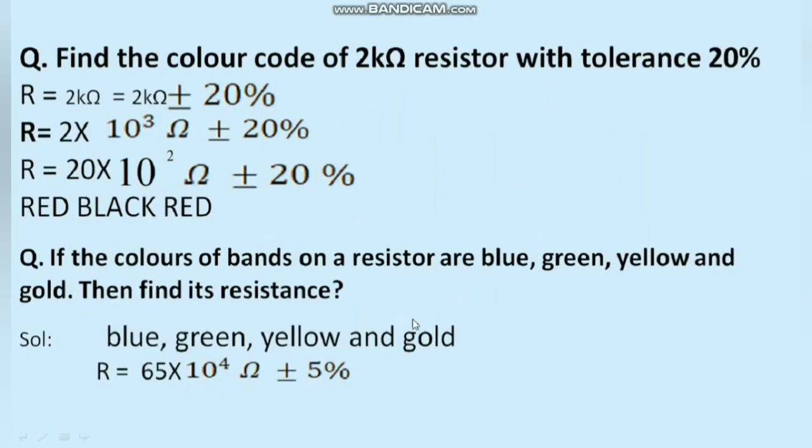And after that, the fourth color is gold. Gold is the tolerance. Remember that the first two colors indicate the two significant figures, the third color indicates the multiplier, and the fourth color indicates the tolerance.